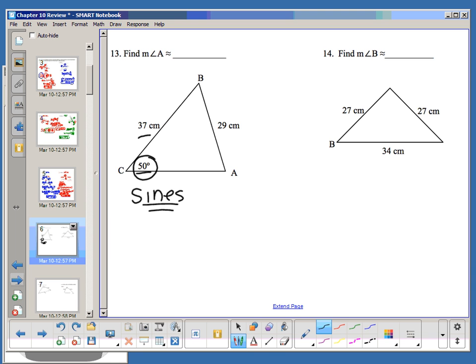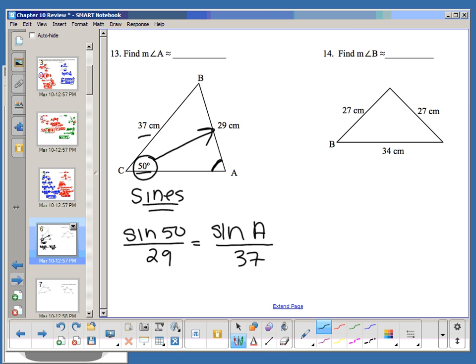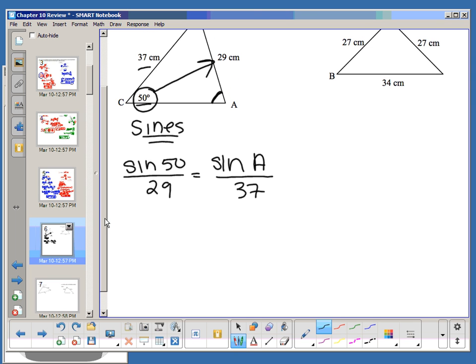And I have an angle and its opposite side, so I'm going to have sine of 50 over 29 equals sine of, I'm trying to find this angle, so we'll just call that sine of A. You don't need to call it X, we'll just call it A since that's the angle we're trying to find, over 37. Okay, so again, this becomes a proportion. I can cross multiply. 37 times the sine of 50 equals 29 times the sine of A.